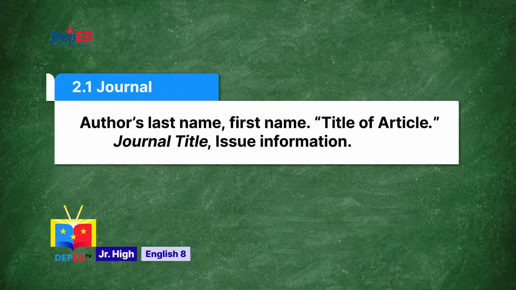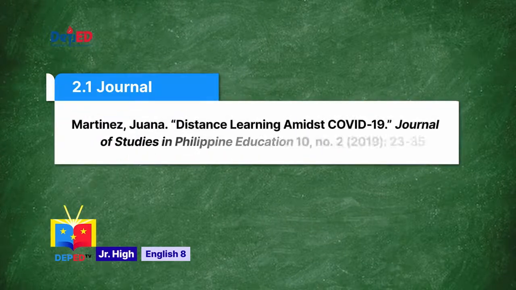First, write the author's last name, comma, and then the first name, period, open quotation mark, title of the article, period, close quotation mark, journal title, comma, issue information, period. Here's an example of a journal bibliography.